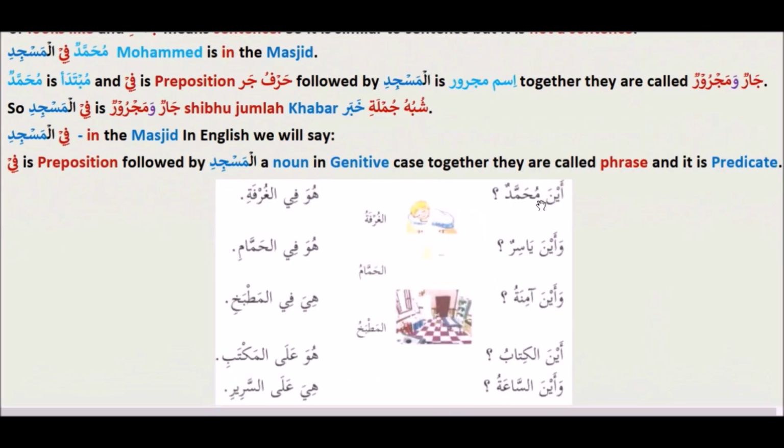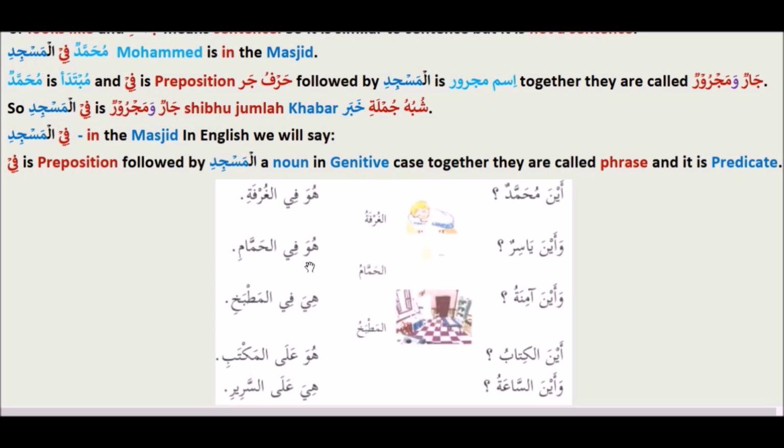Now we will practice. Aina Muhammadun, where is Muhammad? We do not analyze the question. Huwa fil ghurfati, he is in the room. Huwa is mubtada, fi is harfu jar, and al-ghurfati is ism majroor. So together fi al-ghurfati is jarun majroorun shibhu jumla khabar. This makes huwa fil ghurfati a nominal sentence, jumla ismiya.